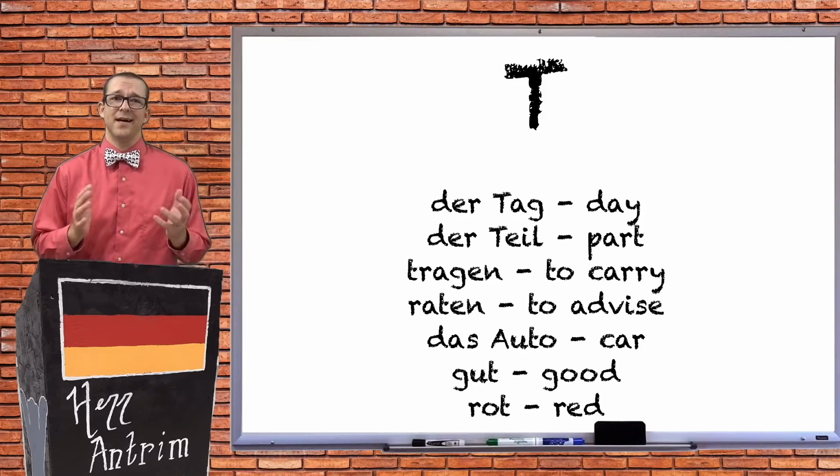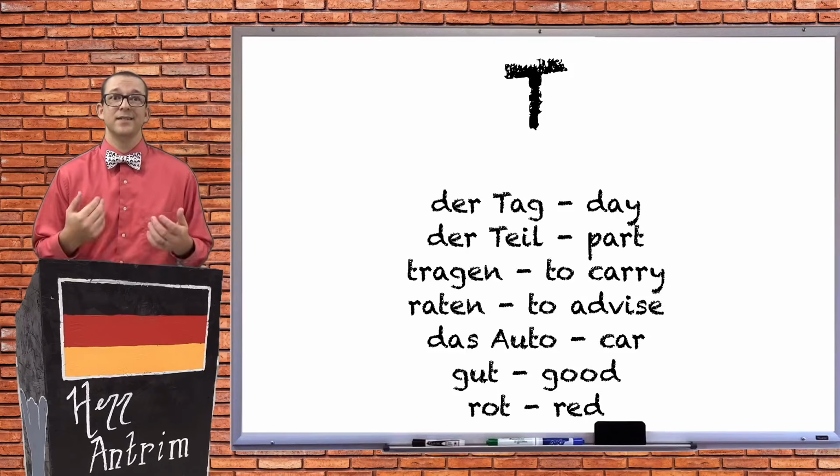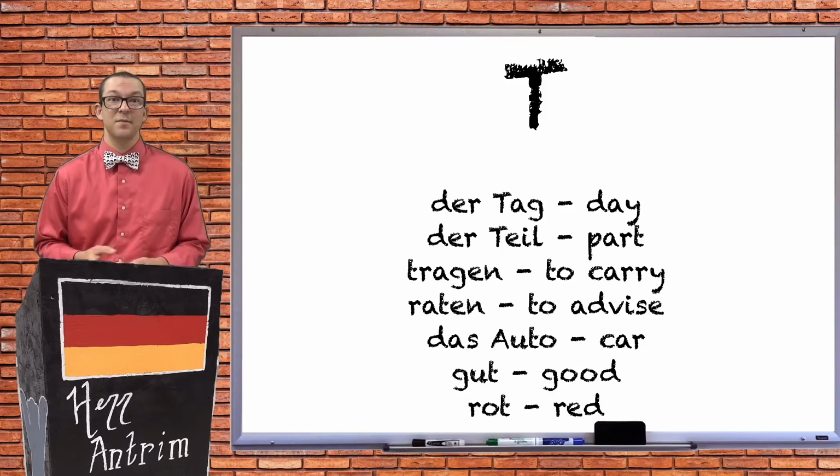Back to the letters that are a lot easier to figure out. The letter T is always a T. It sounds like T. It's more fun when you add it to other letters and consonants, but remember, today's video is about consonants on their own. In the next video, I'll talk about how it's combined with other things. So for today's video, T says T. For instance, Tag, Teil, tragen, raten, Auto, gut, rot.